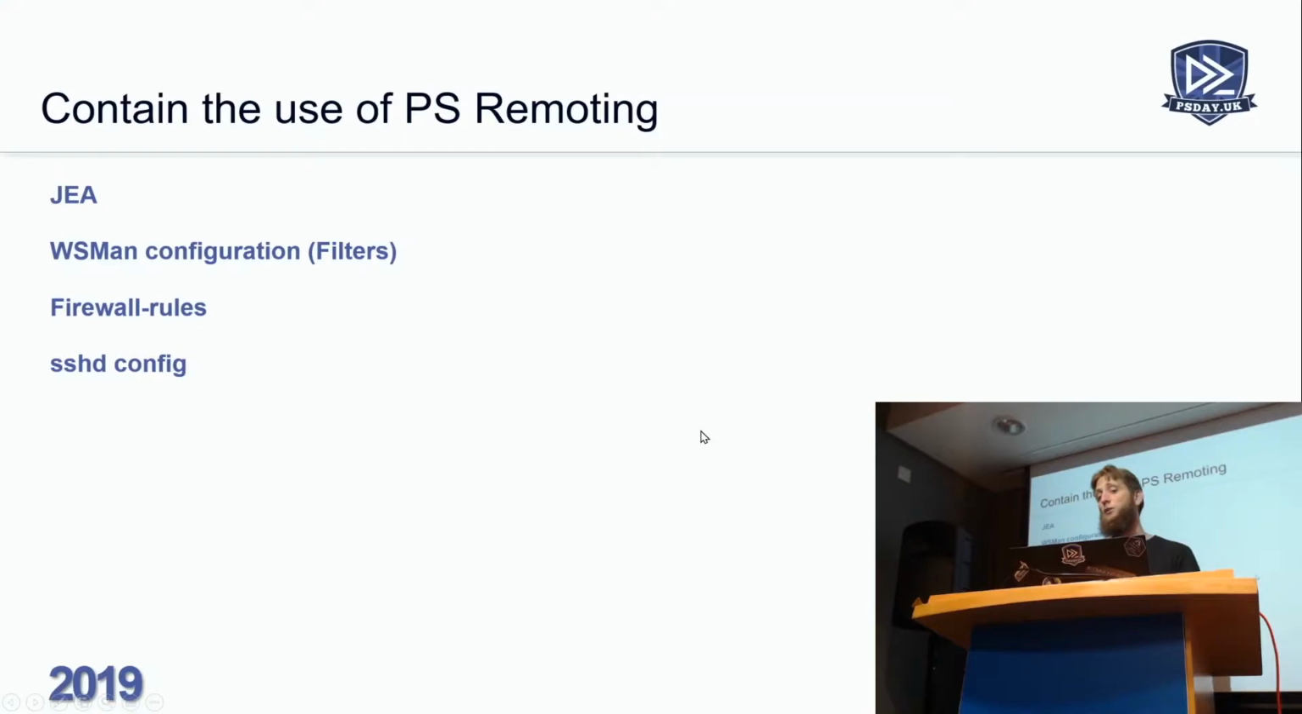Good. Contain the use of PowerShell remoting. I think you don't have to go into detail there. Also, we don't have that much time. Wherever possible in the Windows world, use JEA, because that will really make your environment a lot more secure, I think. You could use WSMan configuration filters for setting IP address things and so on. Honestly, I prefer just using firewall rules. If I need to do something like that, you're shaking your head. Yeah, I'm agreeing with you. Yeah, so just, it's not good.